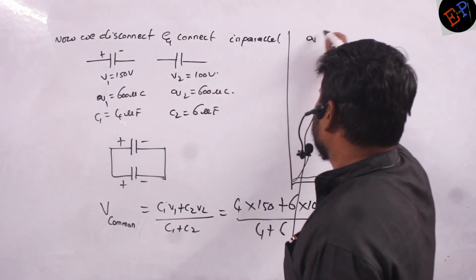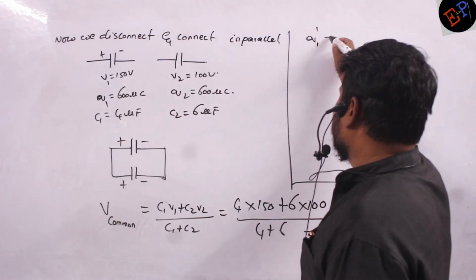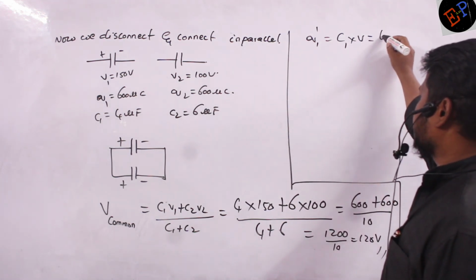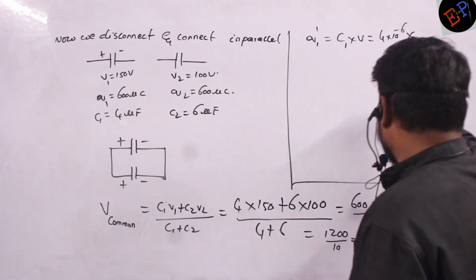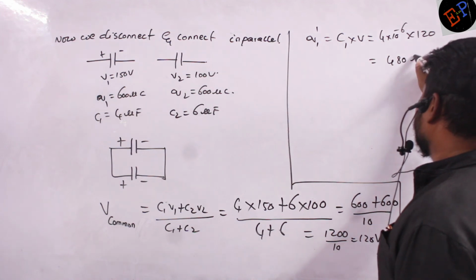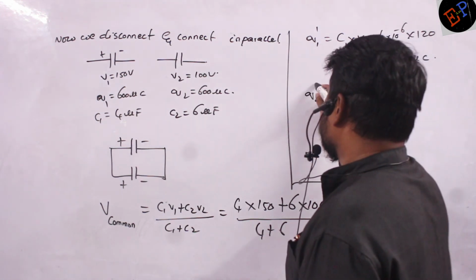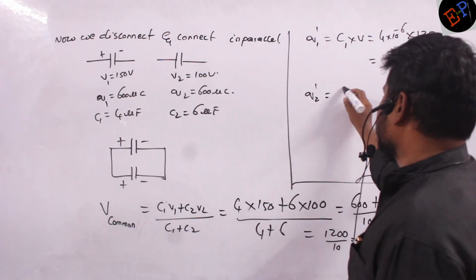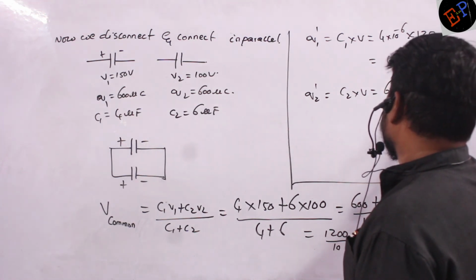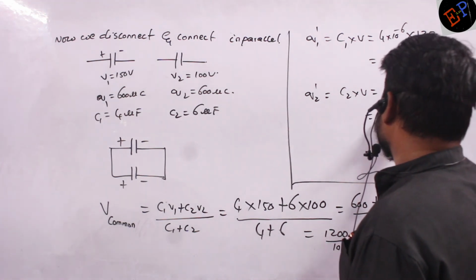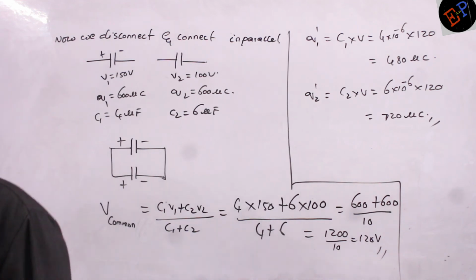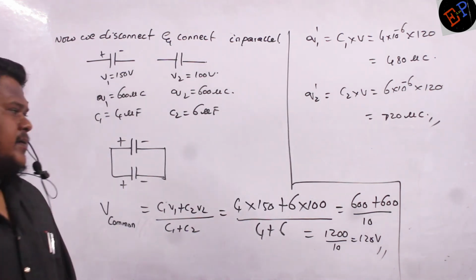So charge stored on Q1 dash, the final charge. Q is equal to C into V, no? So C1 into V. C1 is 4 into 10 power minus 6 multiplied by the common potential 120. So 12 fours are 48, so 480 microcoulombs of charge. Similarly, Q2 dash, the final charge on the second capacitor, is C2 into common potential. C2 is 6 into 10 power minus 6 multiplied by the common potential 120. So 720 microcoulombs of charge. That's it. Have you understood? Very simple concept.